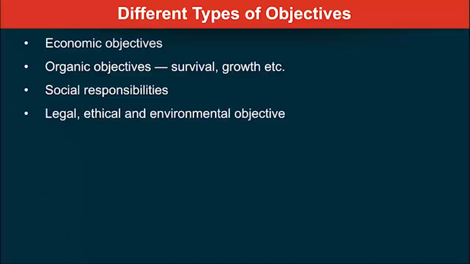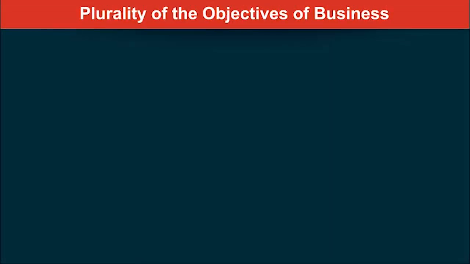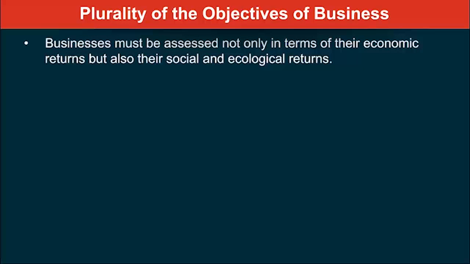Then we have legal, ethical and environmental objectives. So that is also critical to remember. That is, legally you have to follow the law. Ethical meaning you have to have certain basic ethics in life, and just like you have as an individual, the business also should have. And environment, you should not do anything which will destroy the environment. So you see that you have lots of objectives in business. So when you assess the business, you have to look at the entire bunch together. You can't look only in terms of the economic returns, isn't it? You must also think in terms of social, ecological, ethical, all sorts of objectives.